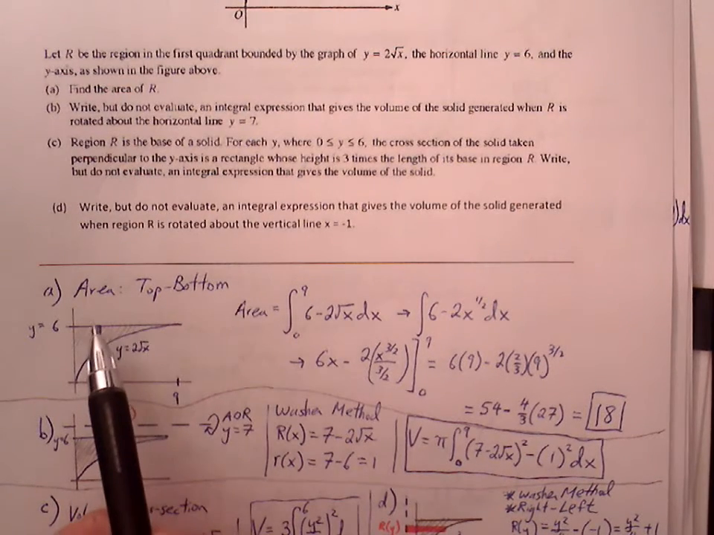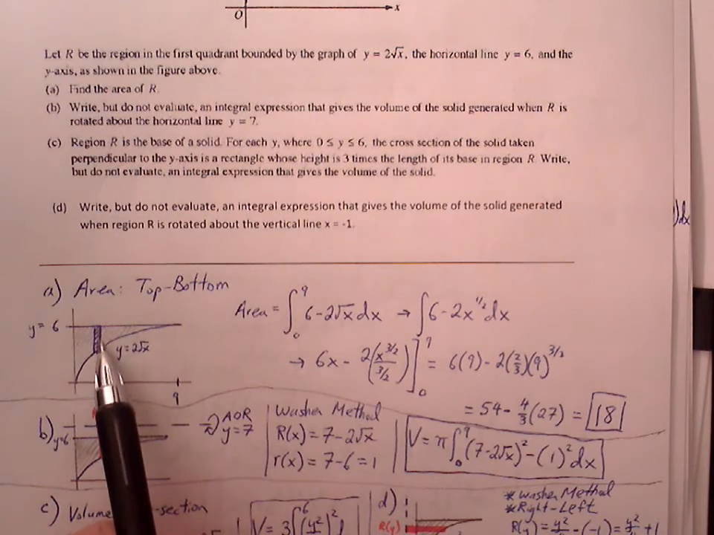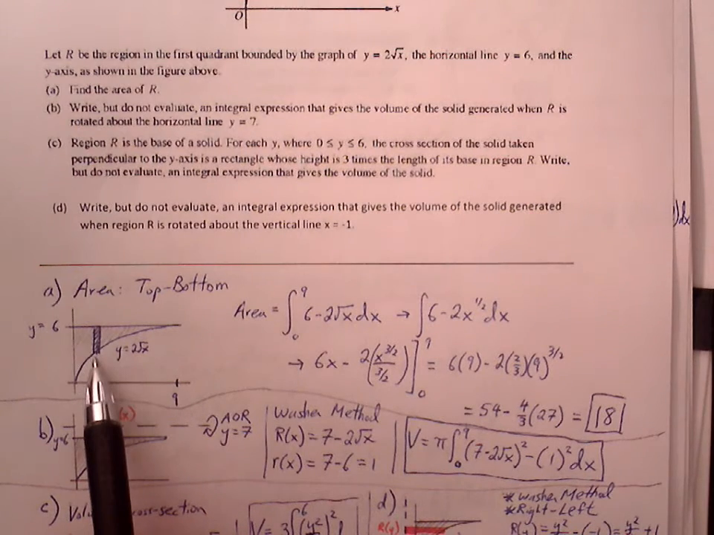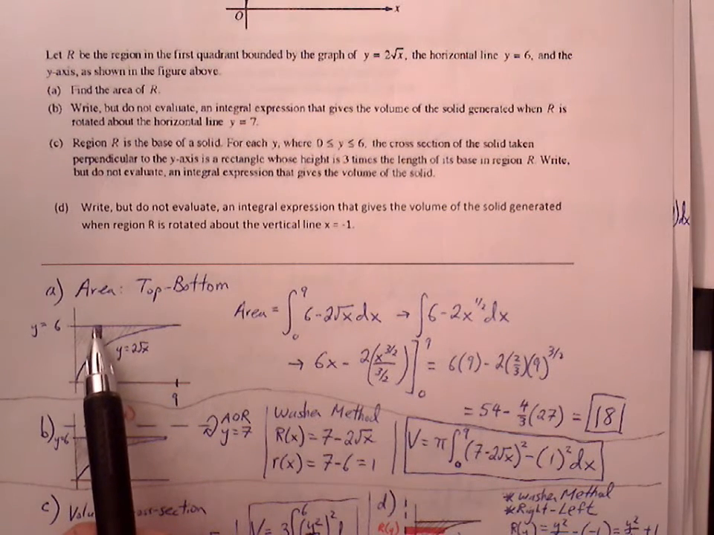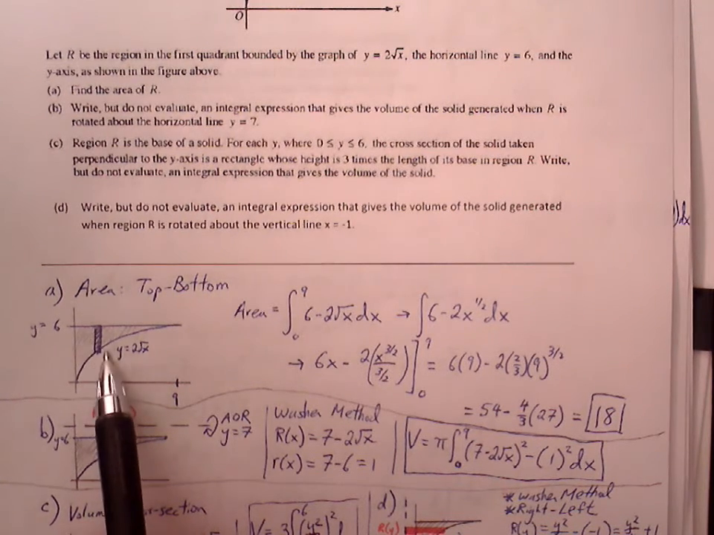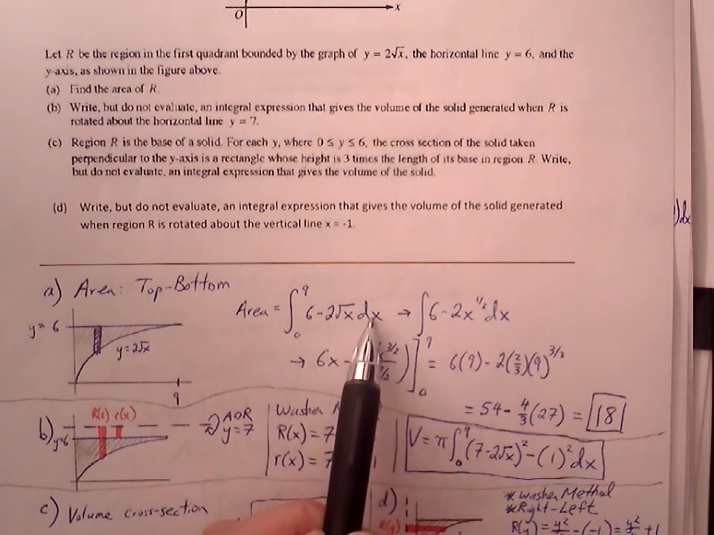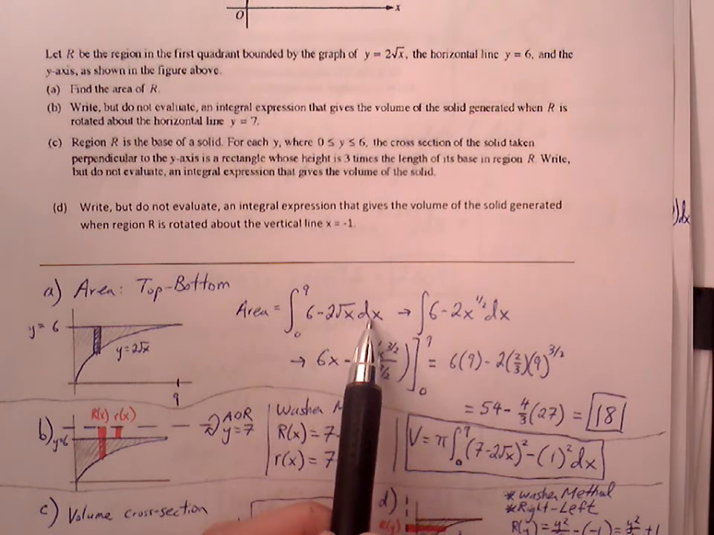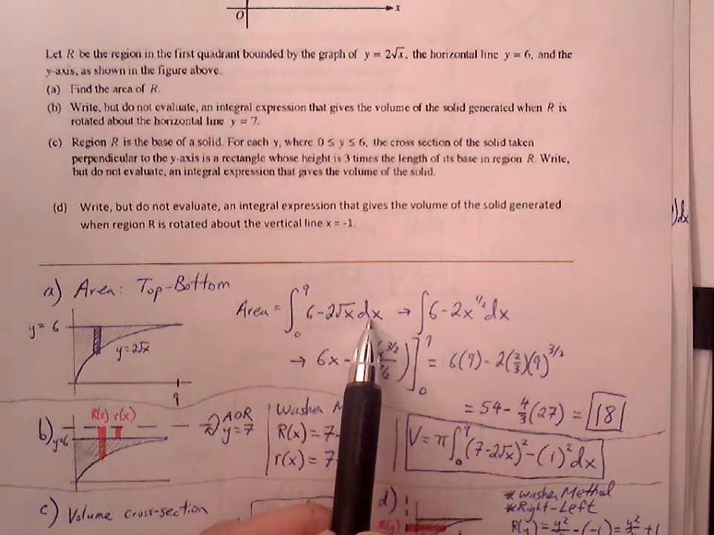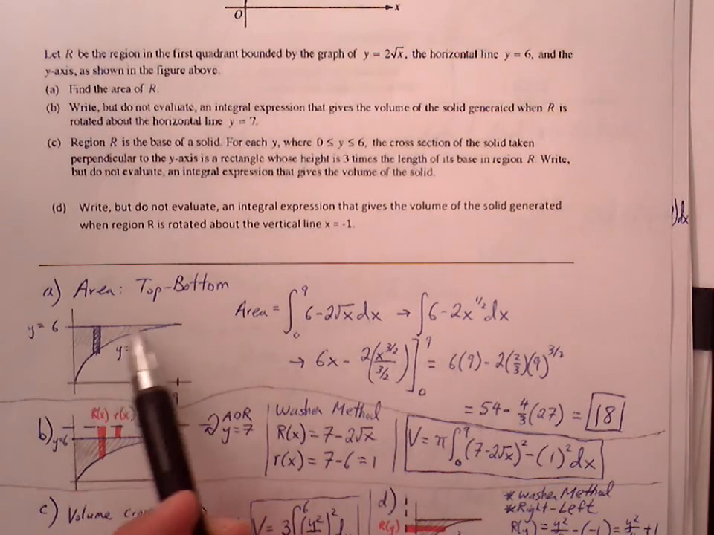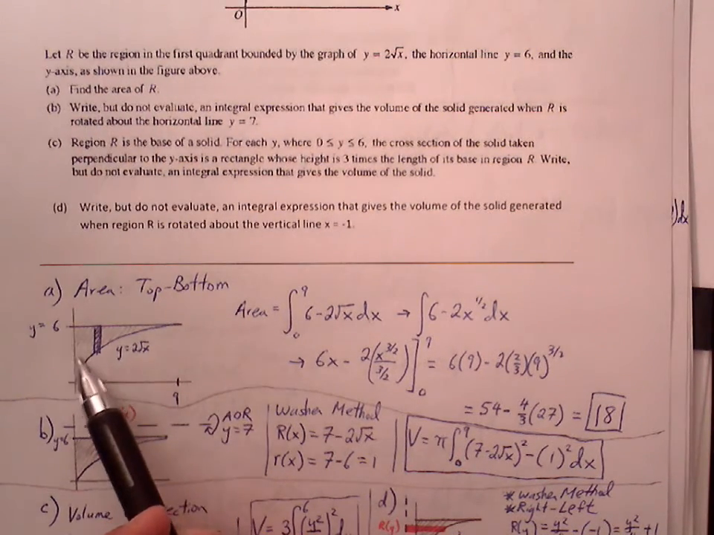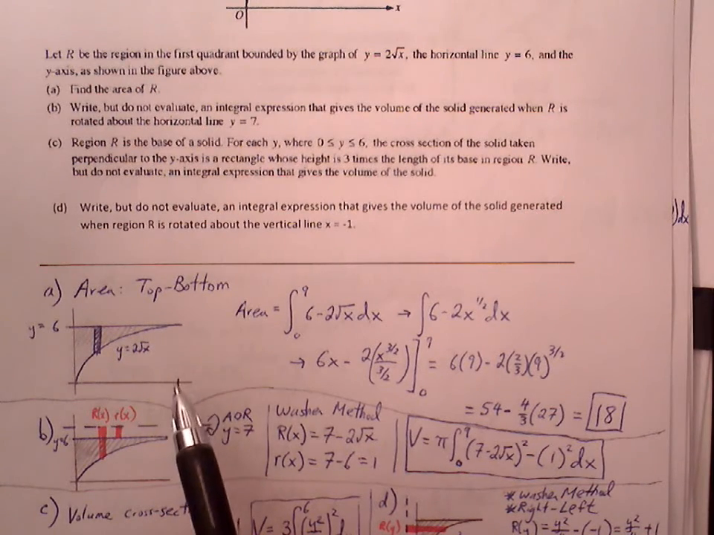So here's my rectangle that represents the distance between my top and my bottom function. The top is sitting at the 6. The bottom of my rectangle is sitting at the 2 root x. So 6 minus 2 root x represents the height of that rectangle. The dx gives it that second dimension, and then we are able to move from height to area. We're accumulating these rectangles from one end to the next. We start at 0 and we go all the way to x equals 9.